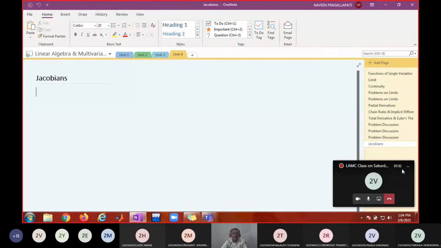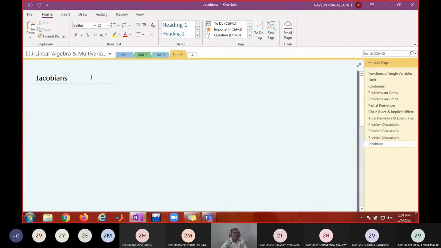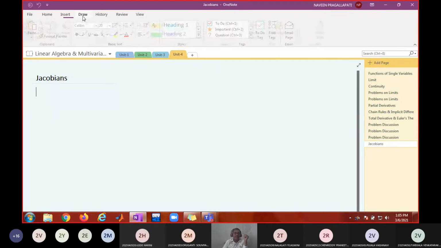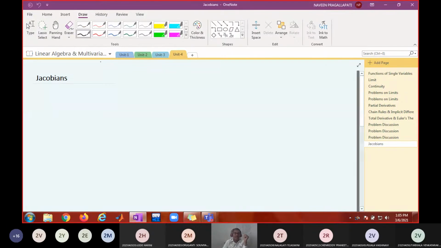All of you put this heading: Jacobians. This will be very much useful in multiple integrals, and it is also used to check whether a set of functions are functionally dependent or not. What is that functional dependence? I will tell you, but initially write down the definition of Jacobian.